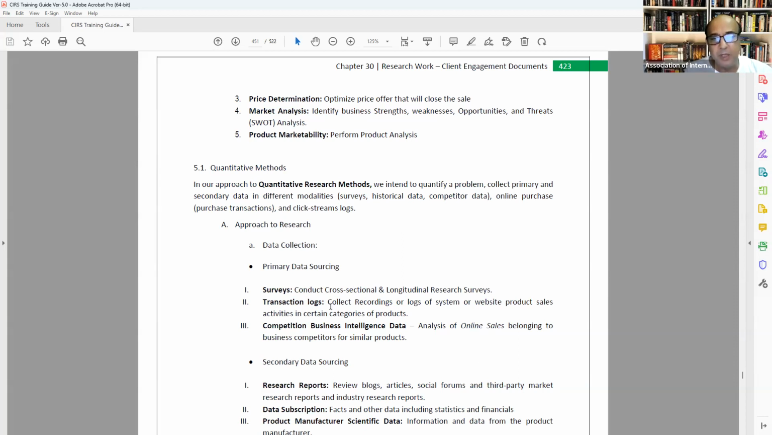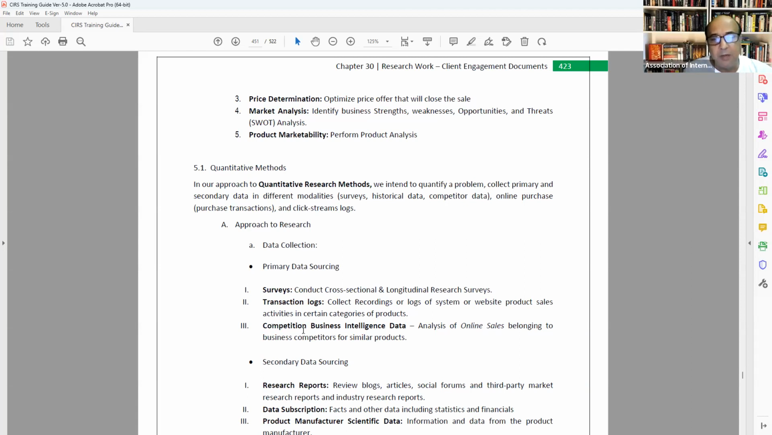Then we've got transaction logs. That means you're going to collect recordings or logs of systems or website product sales activities in certain categories. So you're going to create structured data or logs of information in an Excel sheet, for example, and then you could build relationships with the data tables.